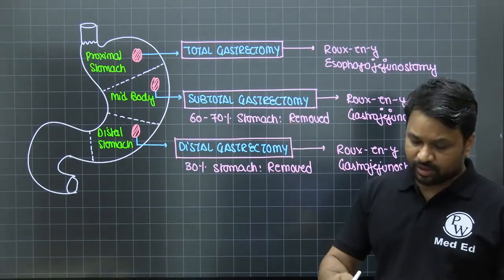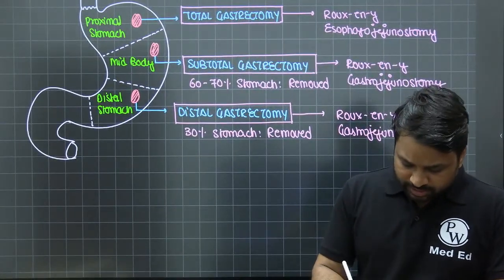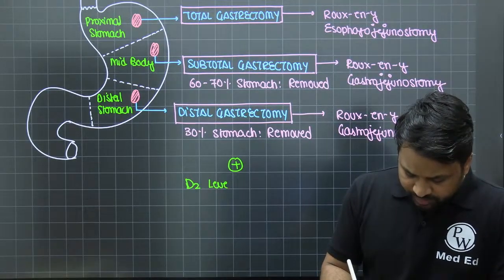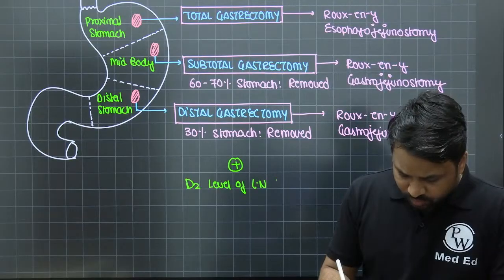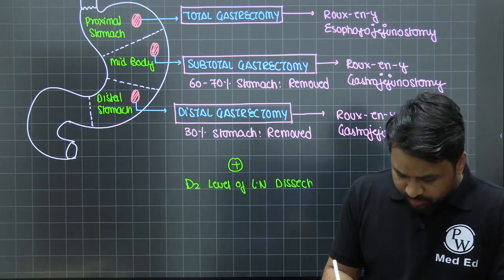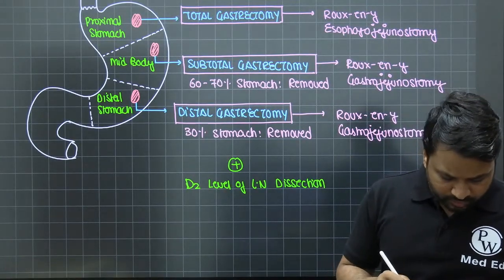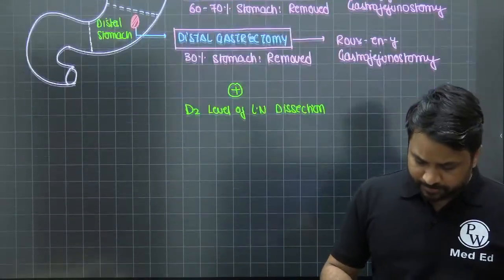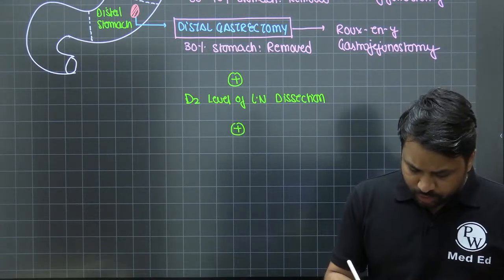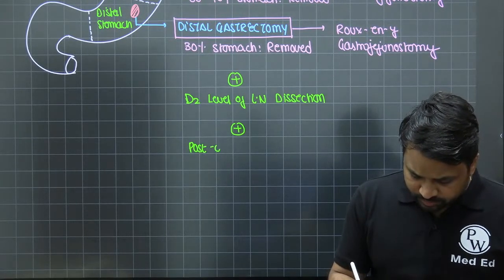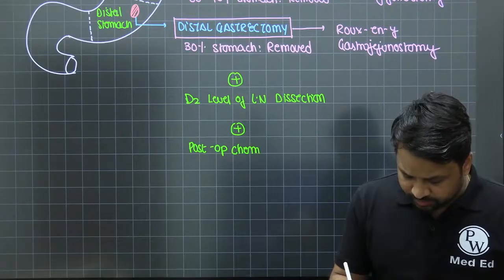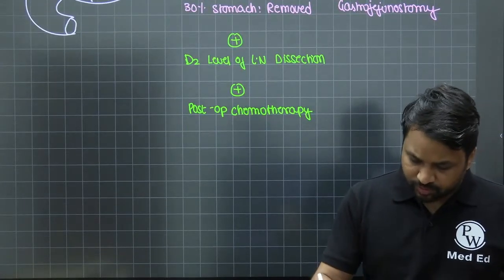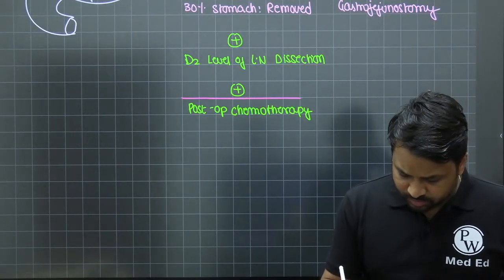In all these conditions, the lymph node dissections that you're going to do, let it be any part of the stomach you're removing, you have to do a D2 level of lymph node dissection. This D2 level of lymph node dissection has to be performed, right? Followed by post-operative chemotherapy.